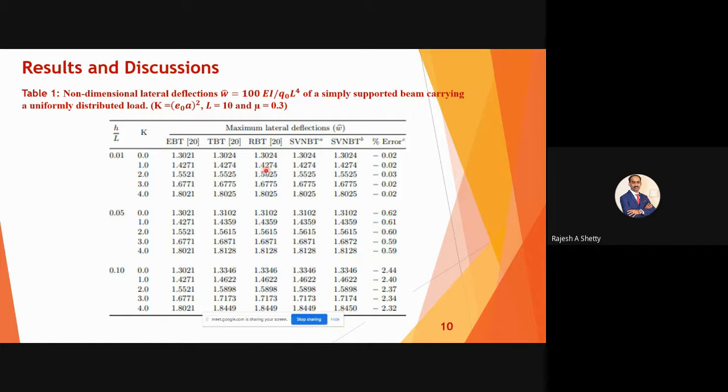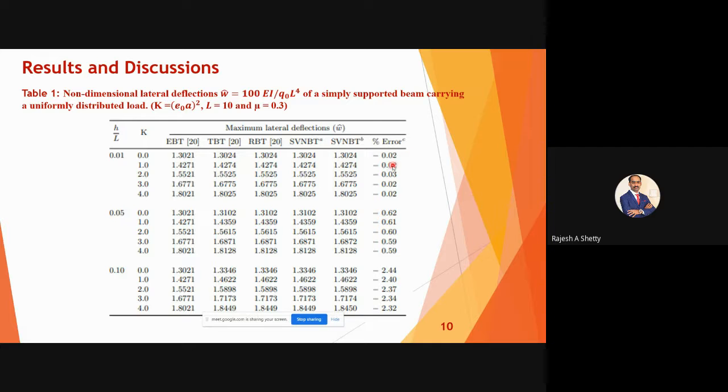Here we have the Reddy beam theory deflections. And here we have this single variable theory, this is using Navier's method and this is using direct integration. All the other theories, Timoshenko, Reddy and this theory, results are matching. You can see here also, here also, here also. For all of them the deflections are matching. Only the Euler-Bernoulli beam theory deflections are deviating from the shear deformation theories.